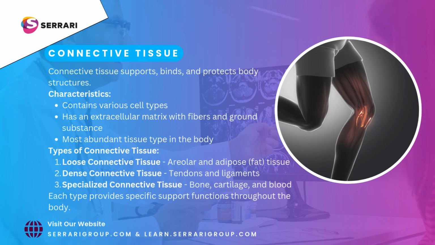Connective tissue. Connective tissue supports, binds, and protects body structures. Characteristics. Contains various cell types. Has an extracellular matrix with fibers and ground substance. Most abundant tissue type in the body.